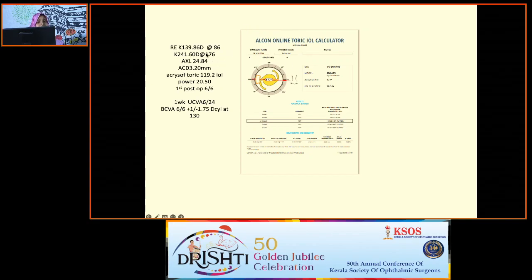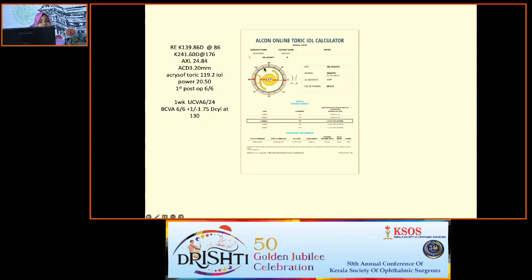So here is one patient, a 67-year-old male. His K1 was 39 at 86 degrees. K2 was 41.6 at 178 degrees, and IOL power was 20 D. On the first day his vision was 6/6. At 1 week he came with vision reduced to 6/24 and his BCVA was 6/6 with this correction.